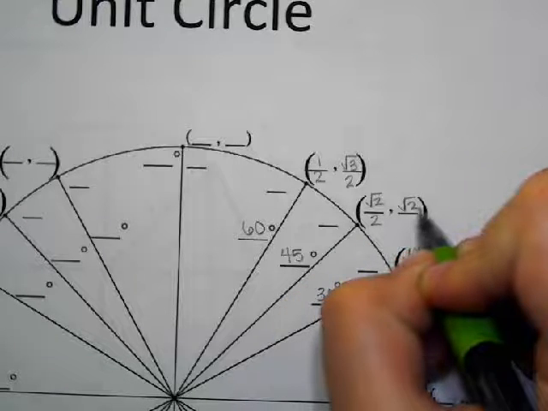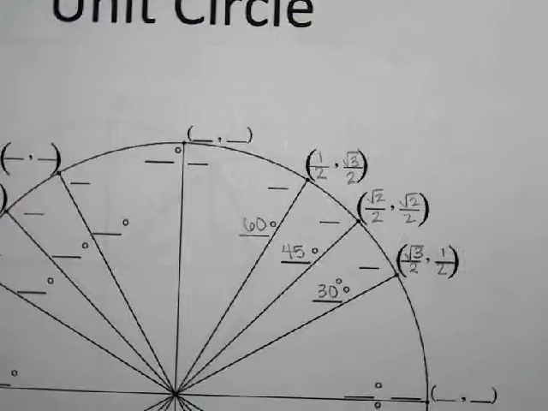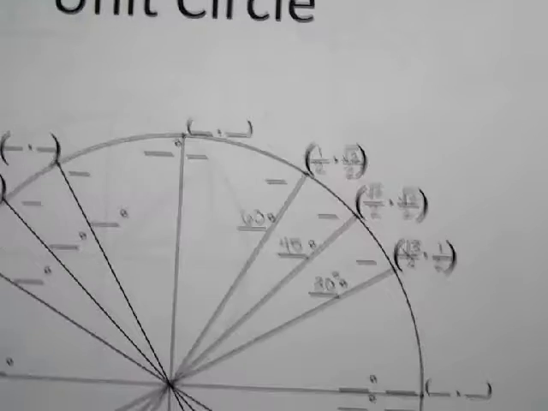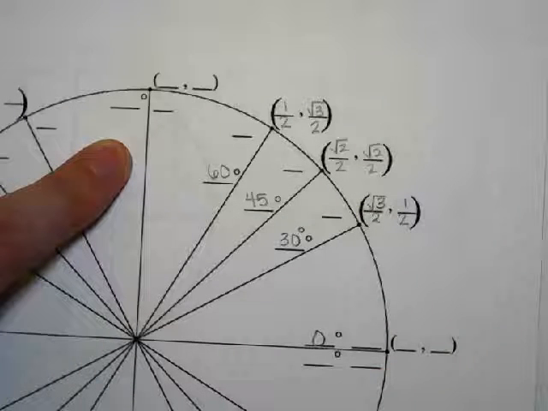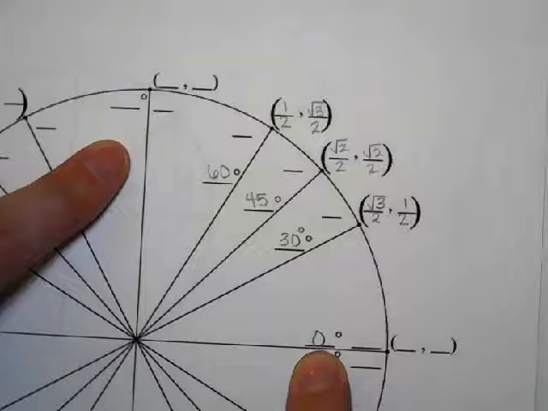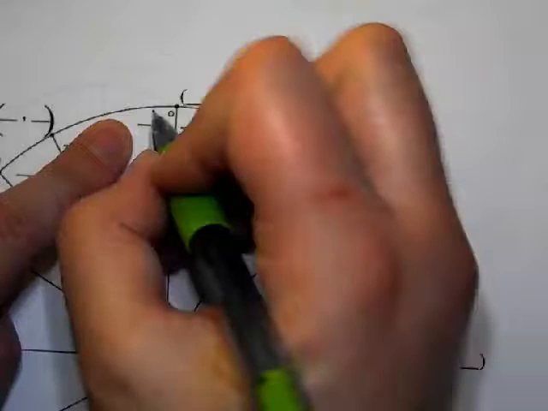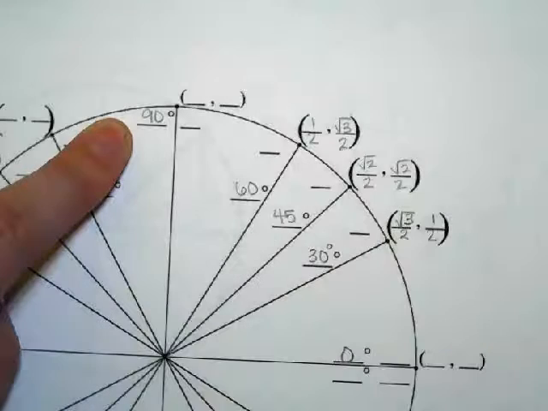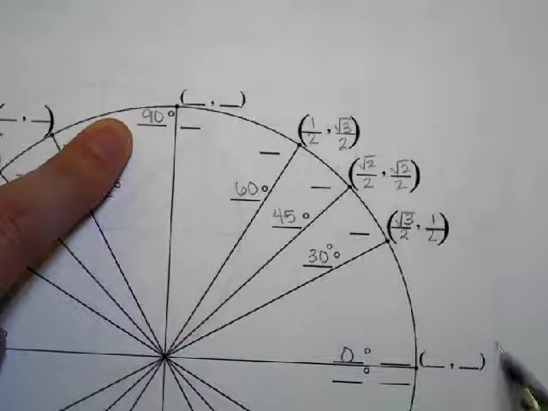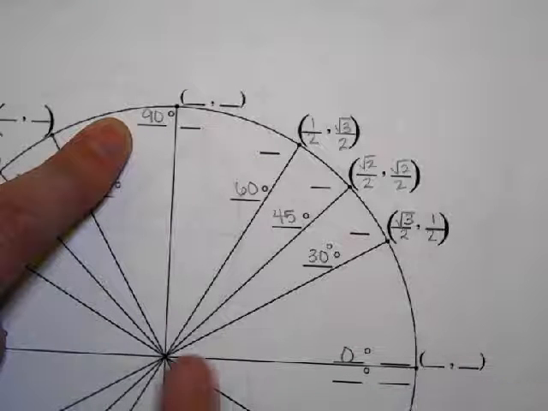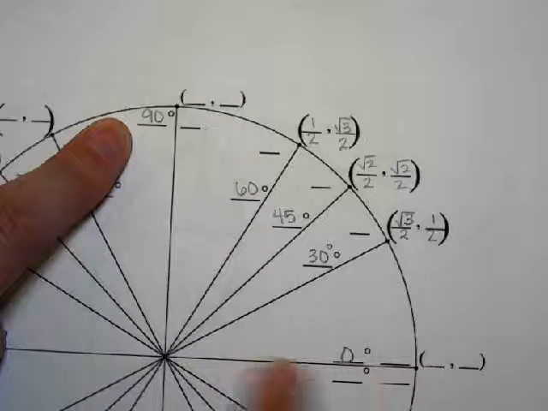Okay. So we got 0 degrees down here, right? And we've got 90 degrees up here. And we've got, since this is 1, right? This is a unit circle. This is a length of 1. So this is the point 1, 0. This is the point 0, 1.